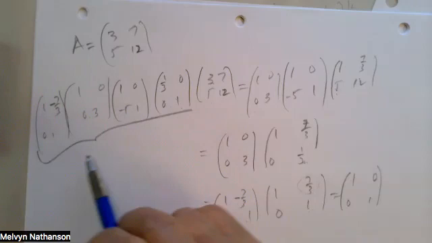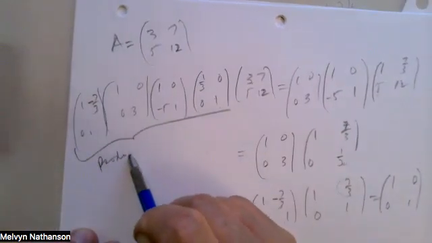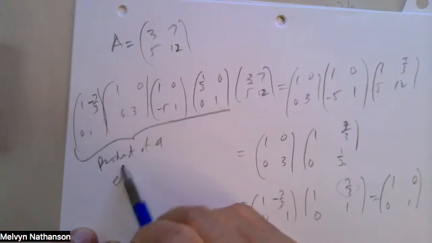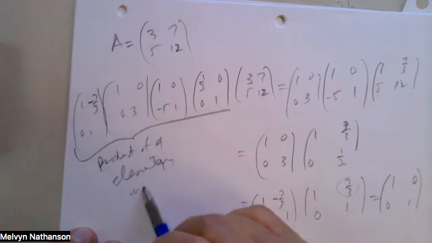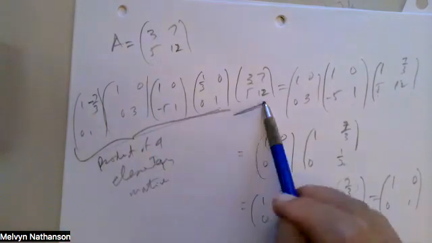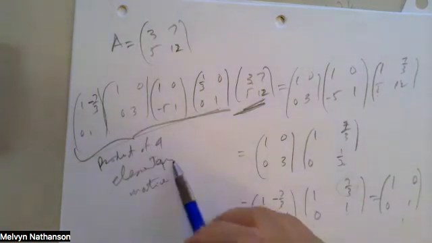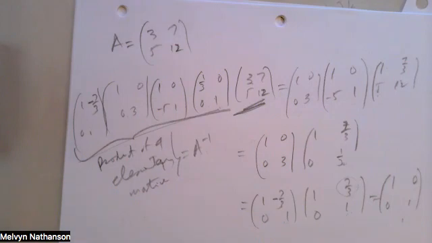So here I have a product of 4 elementary matrices. And this product times the original matrix is the identity. So this product is A inverse, right? So if you multiply all this out, you should get A inverse.